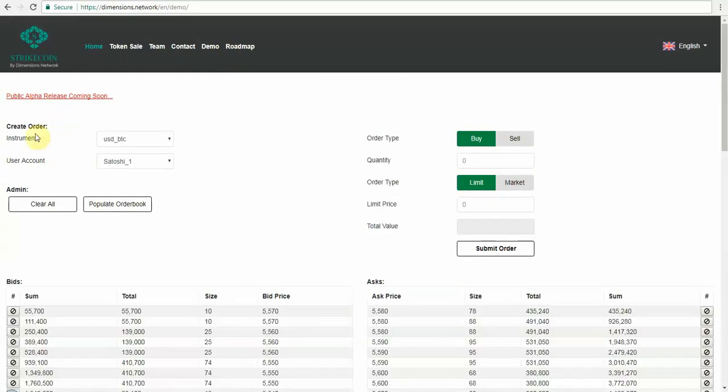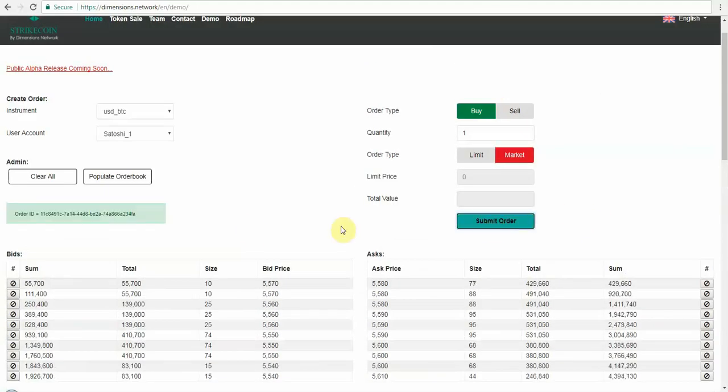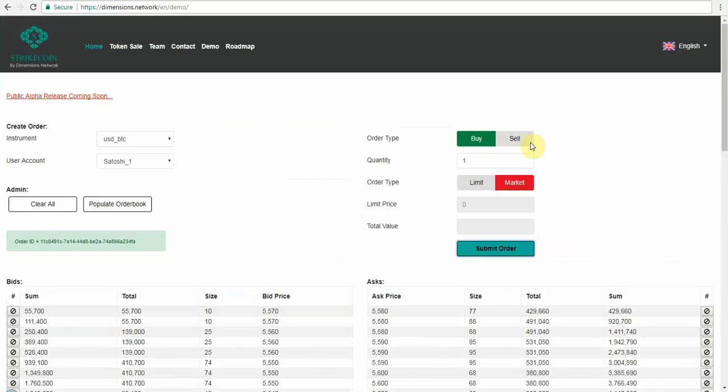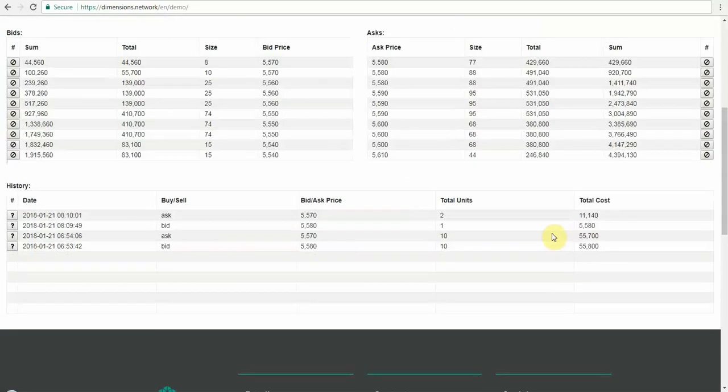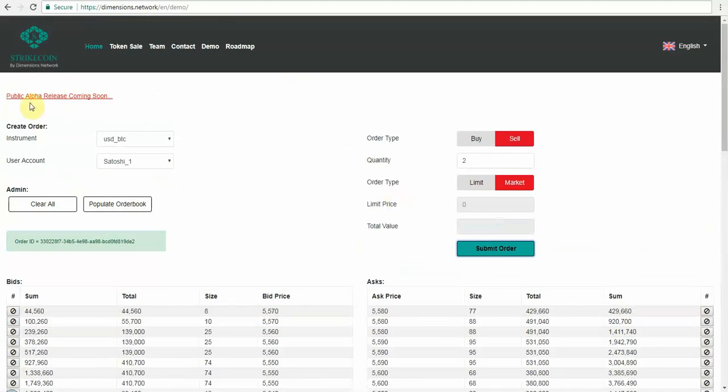As you can see, currently there are only two instruments, and I think this is a demo platform. So there are lists. I think I will pick one of them. Let me try to put an order. Say one I would like to buy in the market order. So let me submit this. And I think it's submitted over here. That's what it shows. If I want to sell maybe two of them, submit order. Okay, so that's coming over here. So very basic as of now, it seems, because it's a demo platform, and the public alpha release will happen soon in the near future is what they're saying.